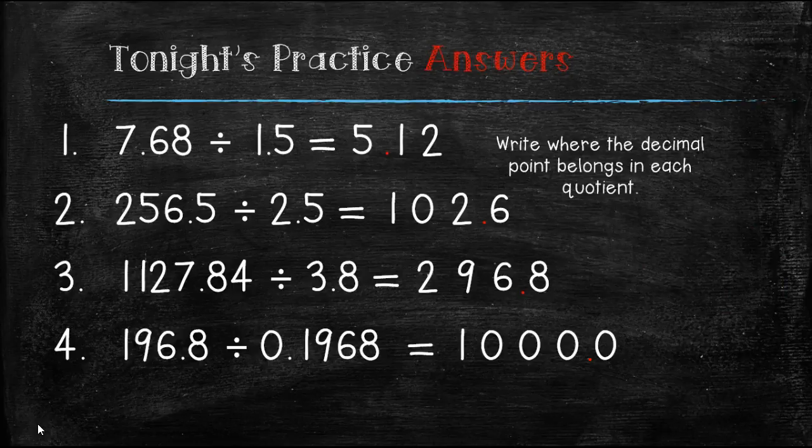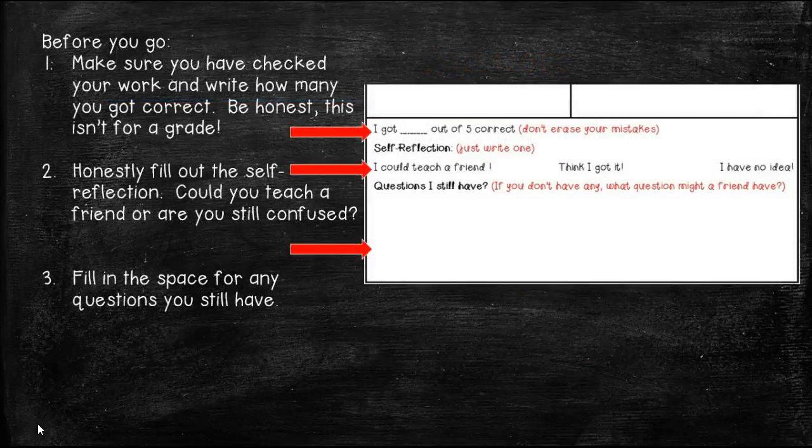So you have all of the decimal points written in red. Go back and check and make sure that your decimal points are in the right place. You can pause the video if it helps you. Okay, be sure you checked your work and you wrote how many you got correct. Be honest, this isn't for a grade.